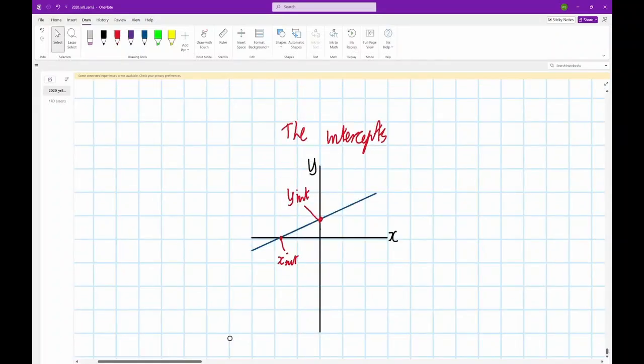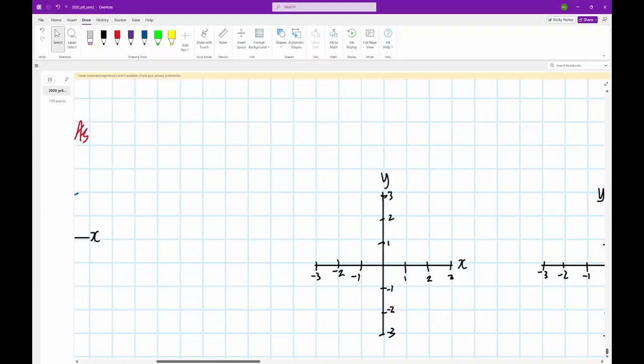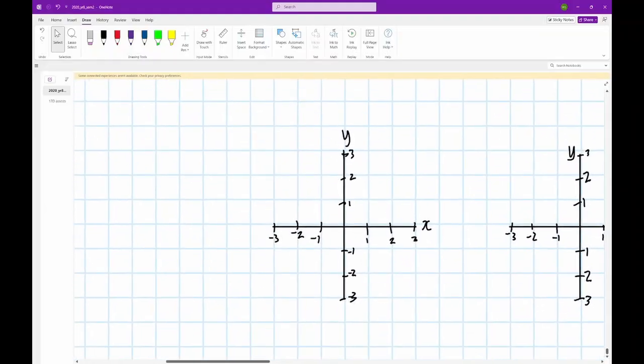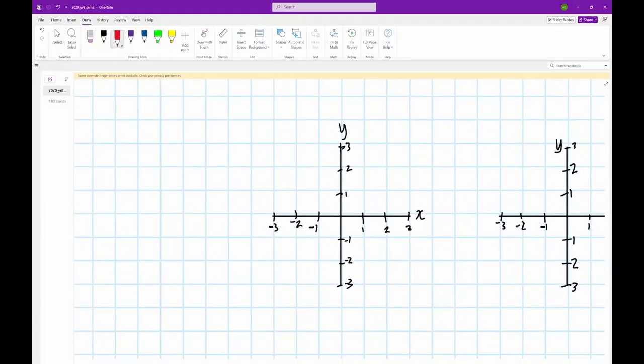So how do we go about finding the intercepts? Well, first we need to go through a little bit of theory. Talking about the y-intercept first, what C is, which is how we get there. This is why C is always going to be the y-intercept. So when it comes to finding the y-intercept or the x-intercept, we have to understand how the Cartesian plane actually works.